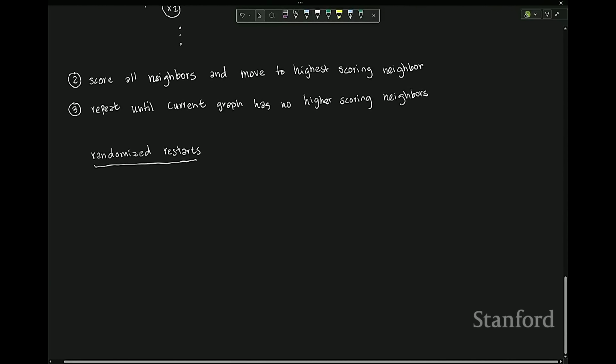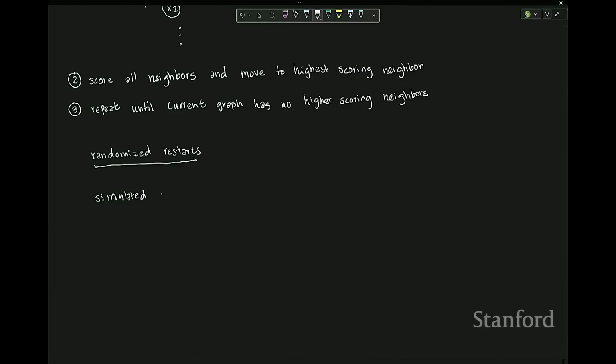In addition to randomized restarts, we have simulated annealing. This is inspired by metallurgy, and so in simulated annealing, we choose a neighbor with lower fitness or a lower score than the best neighbor some percentage of the time. And then we set this parameter percentage to decrease as we proceed in our search. So maybe we start off choosing not the fittest neighbor 50% of the time, and then that declines gradually.